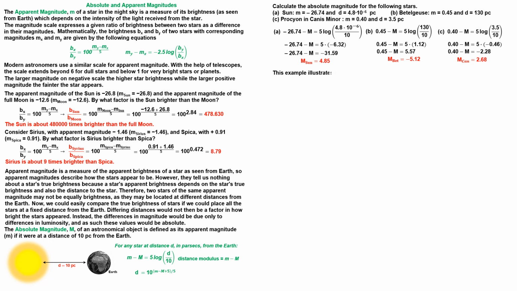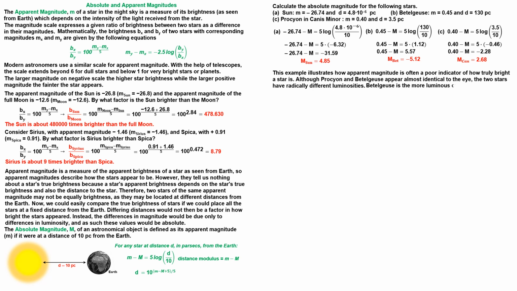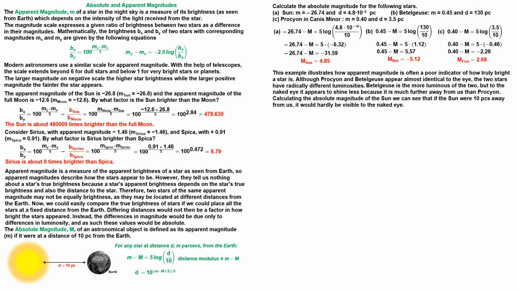This example illustrates how apparent magnitude is often a poor indicator of how truly bright a star is. Although Procyon and Betelgeuse appear almost identical to the eye, the two stars have radically different luminosities. Betelgeuse is the more luminous of the two, but to the naked eye it appears to shine less because it is much further away from us than Procyon. Calculating the absolute magnitude of the Sun, we can see that if the Sun were 10 parsecs away from us, it would hardly be visible to the naked eye.